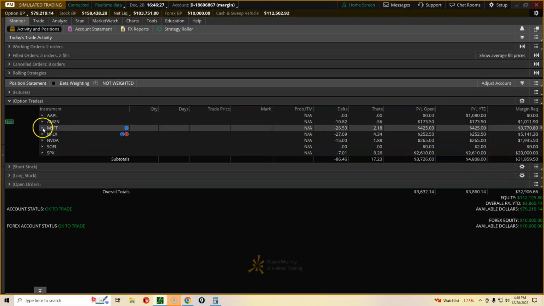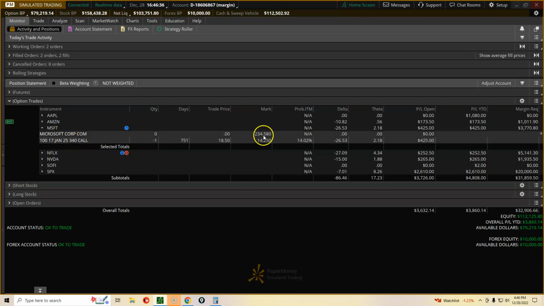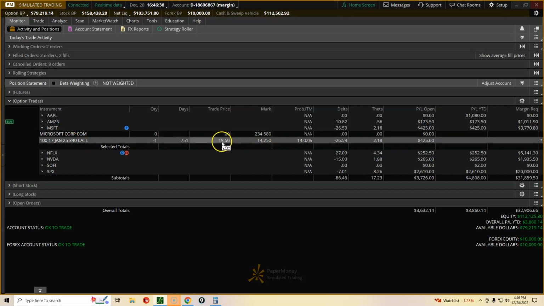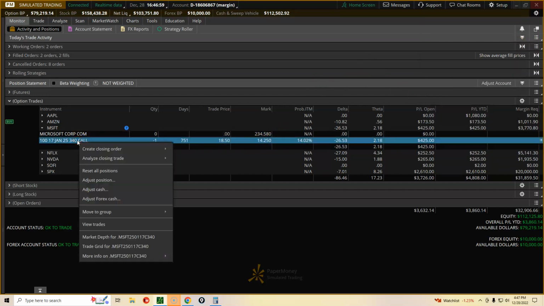Let's do that on Microsoft also. So Microsoft, same thing, January 17th, 2025, $340 call. Right now Microsoft is at $234. I brought in $1,850 when I originally did that. I get it, there are some commissions minus that or whatever. We're just keeping the math super simple here. So we'll put in a $9.25 closing order.